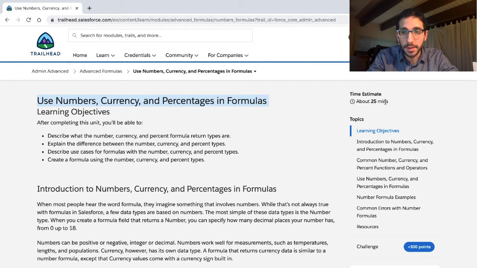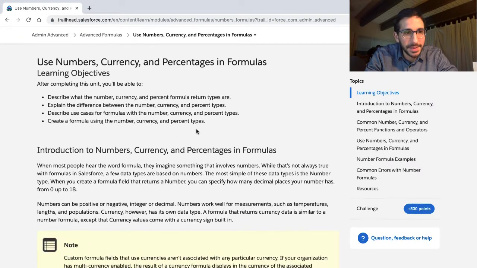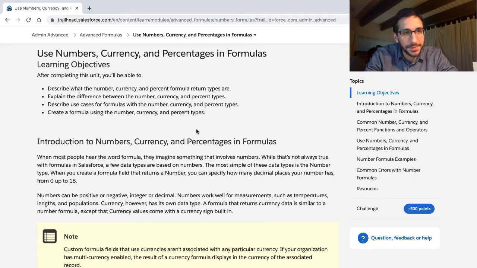I should warn you, though, this says the time estimate's about 25 minutes. The first unit time estimate was about 20 minutes, and it took me an hour and a half over 2 days to get through. So you don't have to watch the whole thing. You just jump to the part that is helpful.